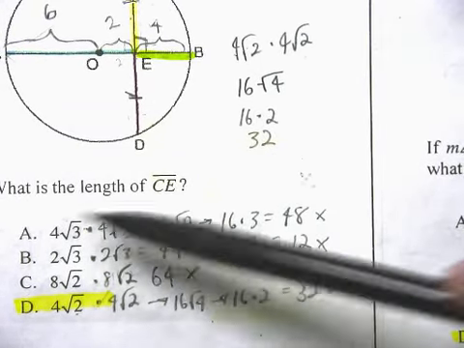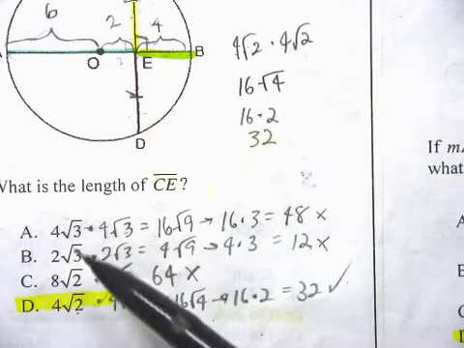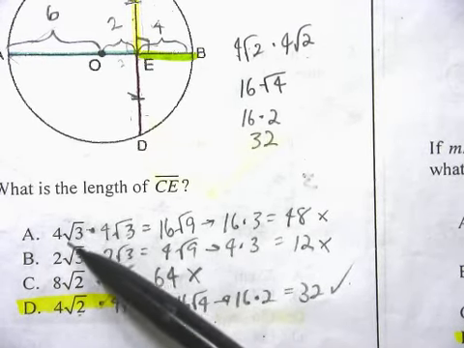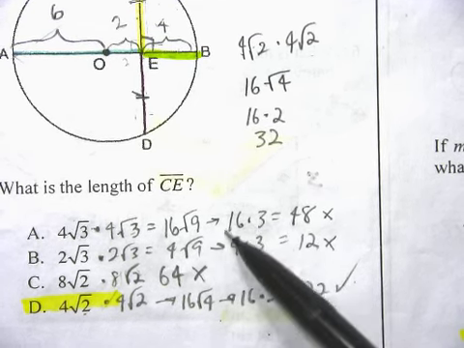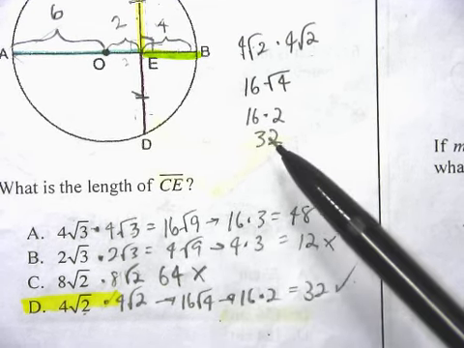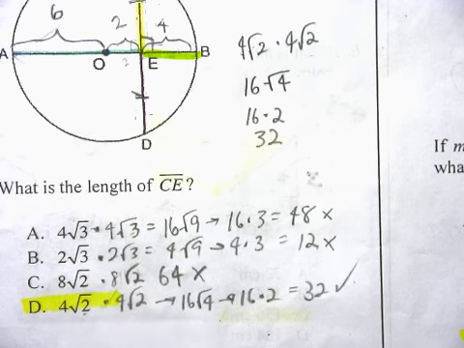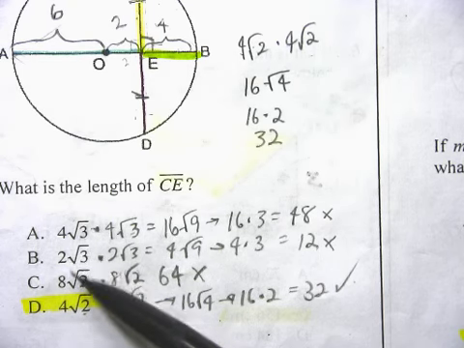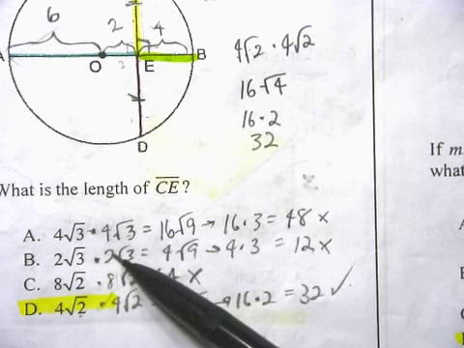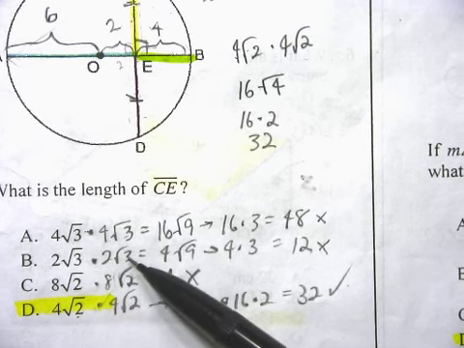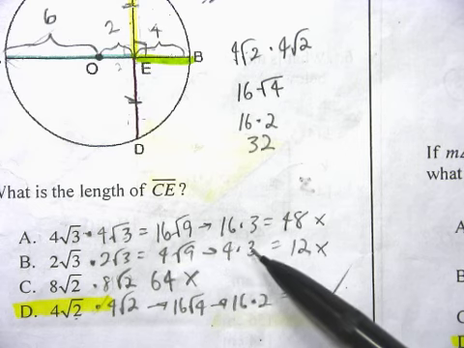And when I multiply them together, they have to equal 32. So what I did here was put whatever was here, I put it there next to it, and I multiplied them together because I'd be multiplying the two sides that are congruent. So 4 times 4 is 16. Square root of 3 times square root of 3 is square root of 9, which comes out to be 3. 16 times 3 is 48. That's not equal to 32, so that's not the length of that side.